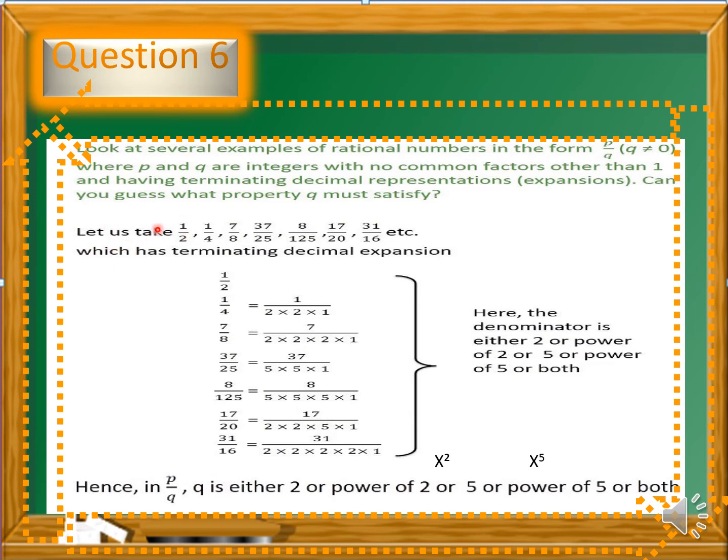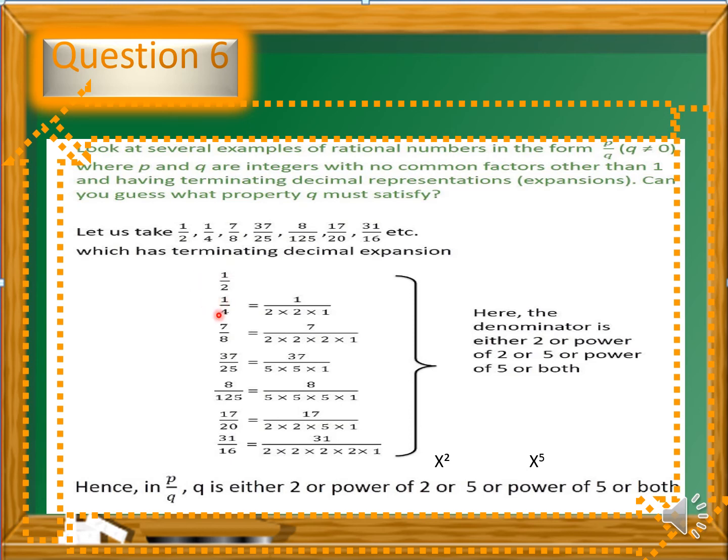So let us take 1 by 2. We are going to take some terminating decimal expansions: 1 by 2, 1 by 4, 7 by 8, 3 by 25, 8 by 125, 17 by 20, 31 by 16, etc., which have terminating decimal expansion. Why are we taking only terminating decimal expansions? As they have given in the question, having terminating decimal representation, so we have to take that only. So 1 by 2 we cannot divide further, because 1 by 2 into 1 is the same anyhow.